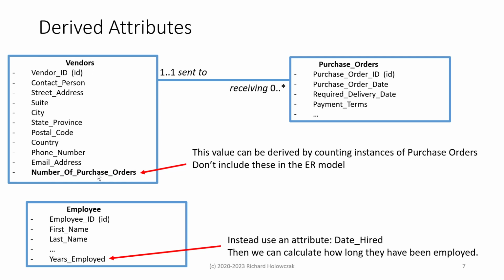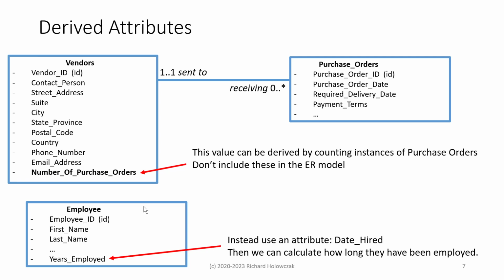has received. Attributes like this are really not necessary because we can derive this value by counting the instances of purchase orders. Later on in the semester, when we talk about structured query language, we'll see how to do this very, very easily with a simple query. So there's no need to include an attribute that we can derive in the model.